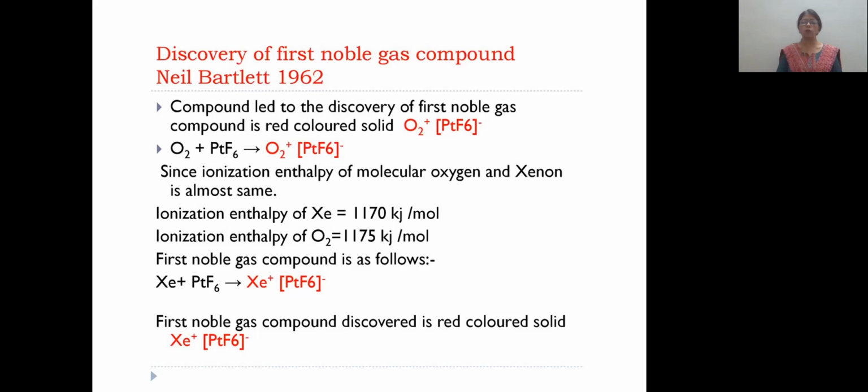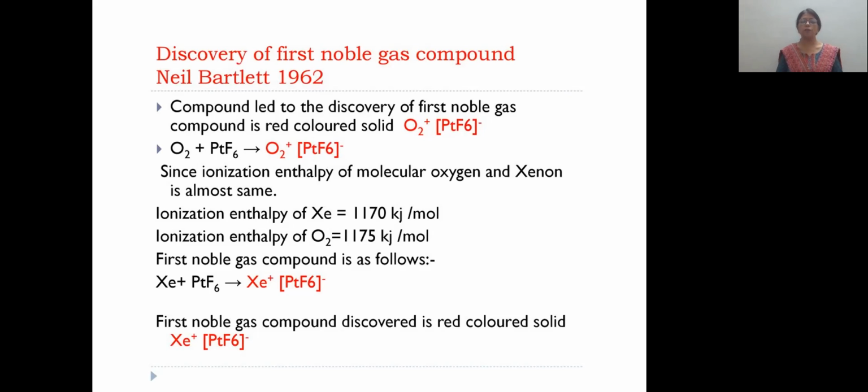of molecular oxygen and xenon is almost the same. The values are there on your screen. The ionization enthalpy of xenon is 1170 kilojoules per mole and the ionization enthalpy of oxygen is 1175 kilojoules per mole. When he realized this, Neil Bartlett tried to make a similar compound of xenon and he was successful.